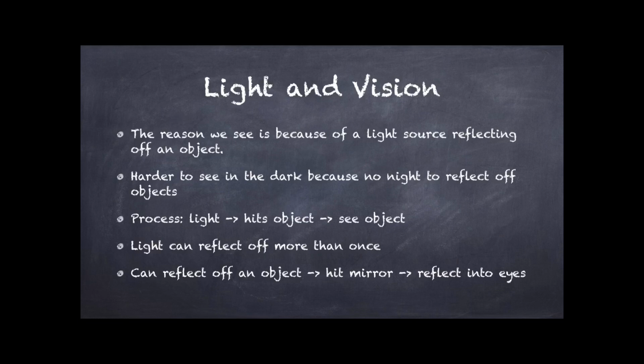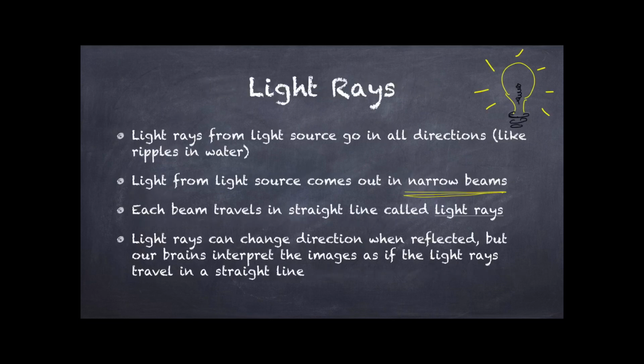So the process of how this works is you have a light source, it's going to hit an object, and then that object is going to have light reflected off of it into your eyes, and therefore you will see that object. Light can also reflect off more than once. We're going to talk about how the light source expels light waves in all directions. So when it gets reflected off an object, it's also going to go in all directions. But the way that our brain perceives it is going to be a little bit different.